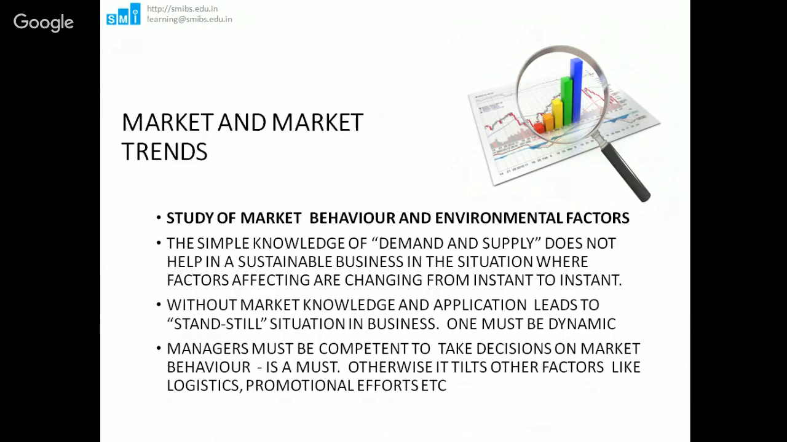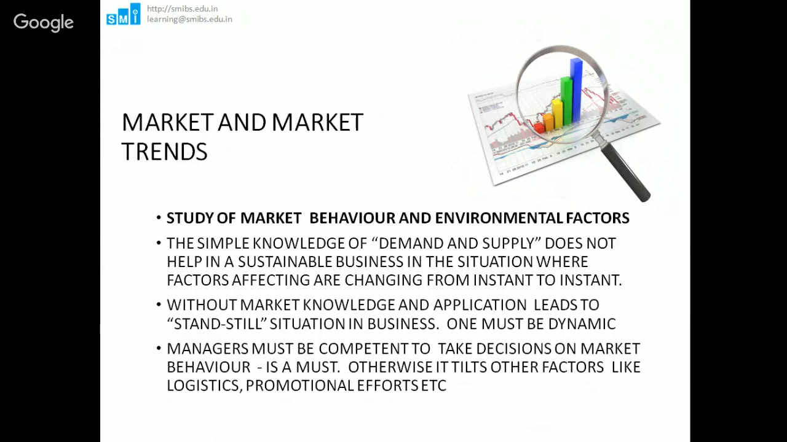The first hotel owner is also dynamic. He will also start something else, which the second hotel owner doesn't have. Like this, you find that market trend and market study is what guides and leads your business entity. Without market knowledge and application, you will be stuck in a standstill situation in the business. One must be dynamic. Formerly, people used to invest money and just forget, because the same trend would continue and nothing would happen. But today it is not like that.